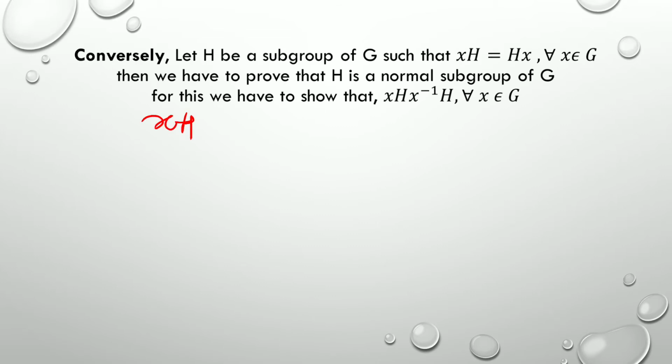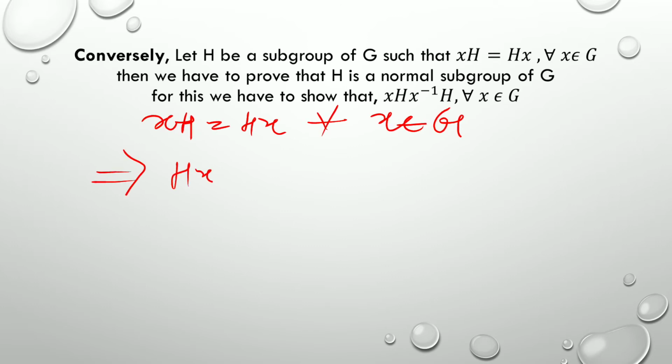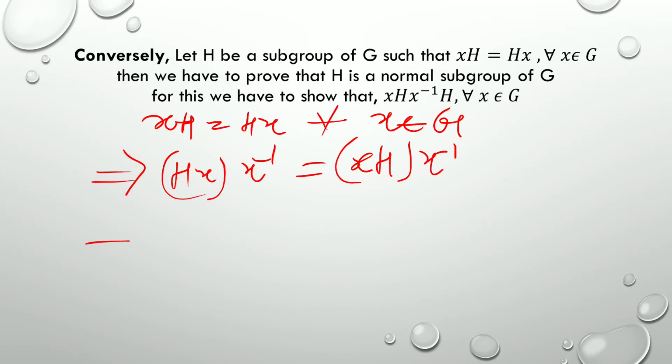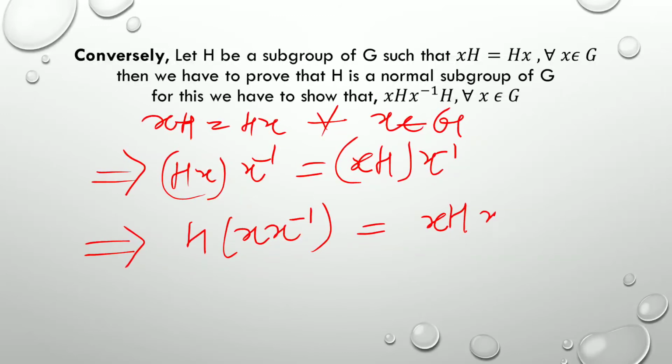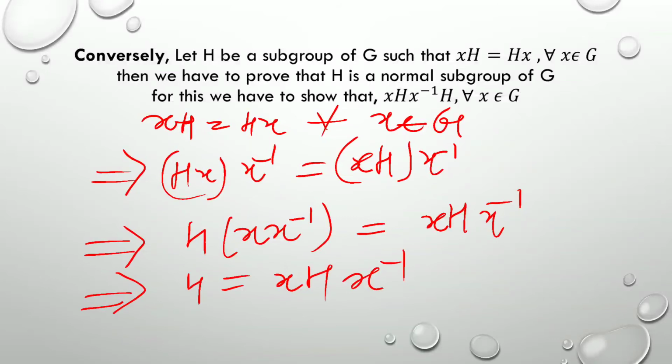xh is equal to hx for every x belongs to G. It implies hx into x inverse is equal to xh into x inverse. So it implies h x x inverse is equal to x h x inverse. It implies h is equal to x h x inverse. This completes the proof.